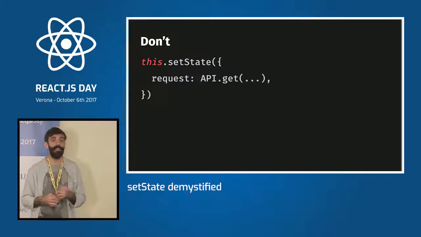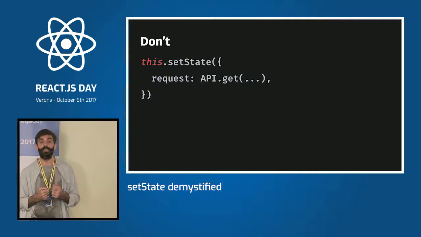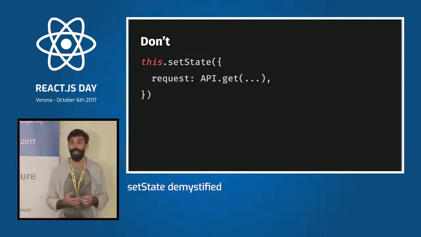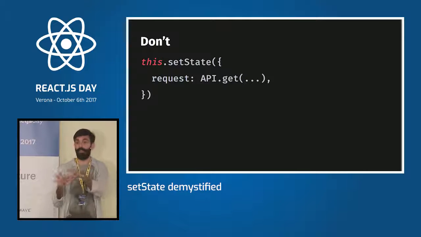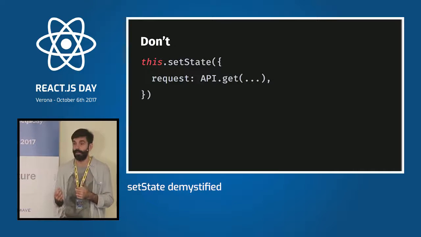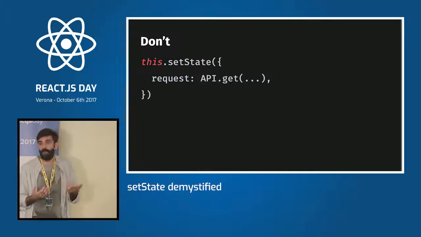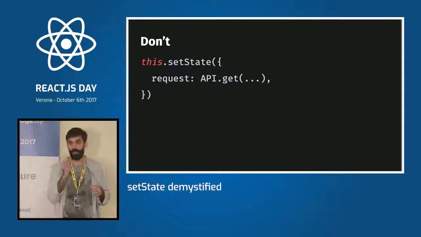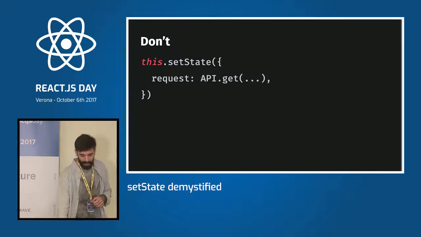Then the second thing is, sometimes you want to save some information in the component instance. For example, an API subscription. And you might think, okay, the state is the right place to do it. But actually, the state is not used in the render method, and setState is going to re-render your component. So you're going to re-render your component for nothing. So you just attach the request to this.request, and it's done.